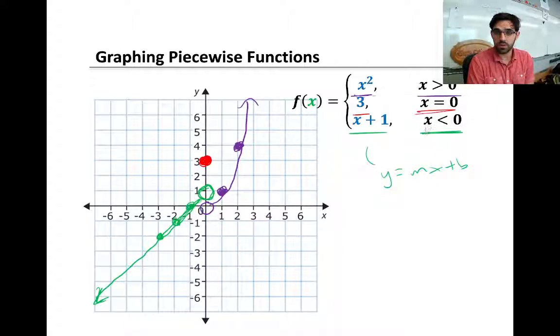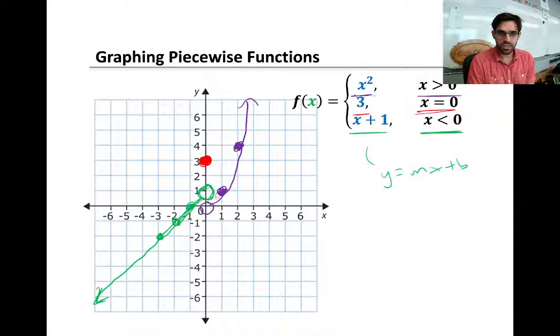Anyways, to graph this one, this line is going to be graphed for all x values that are less than 0, which are all the x values to the left of the y-axis. It's going to be a line that would intercept at the y-axis because it's plus 1, and then it's just x with no number, no m value, or the m value is 1. So it's just going to go up 1, right 1, or down 1, left 1 to create this line.